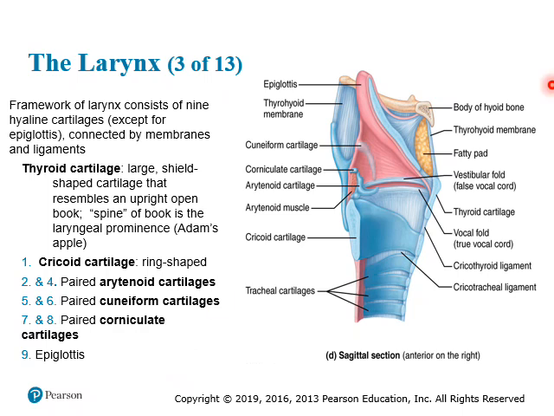So the framework of the larynx consists of nine hyaline cartilages except for the epiglottis. The epiglottis is actually made up of elastic cartilage. These cartilages are connected by membranes and ligaments. The first is actually your thyroid cartilage, and the thyroid cartilage is this one here. It resembles an upright open book or the spine of the book, pretty much. It's the laryngeal prominence or the Adam's apple.